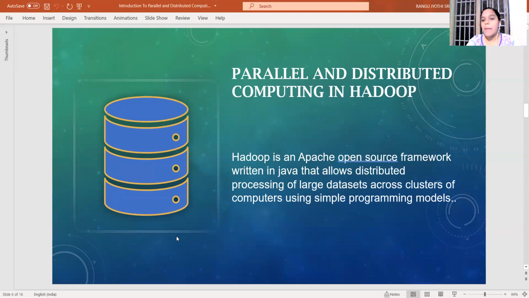Hadoop is an Apache open source framework written in Java that allows the distributed processing of large data sets across clusters of computers using simple programming models. That means Hadoop is an Apache framework made to handle large data sets using the Java programming language. Hadoop is designed to scale up from a single server to thousands of machines, each offering local computation and storage.